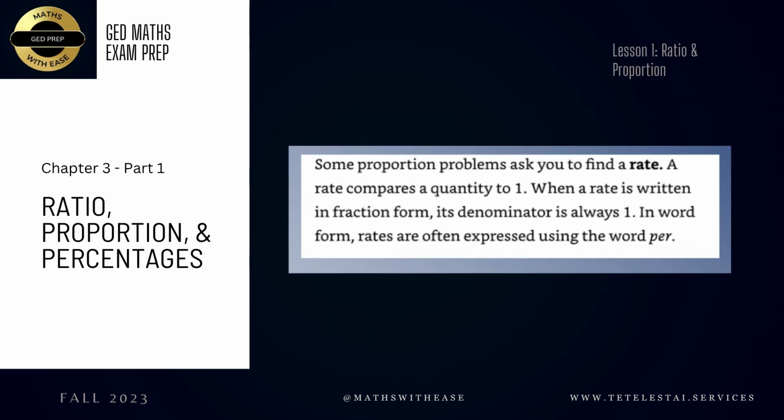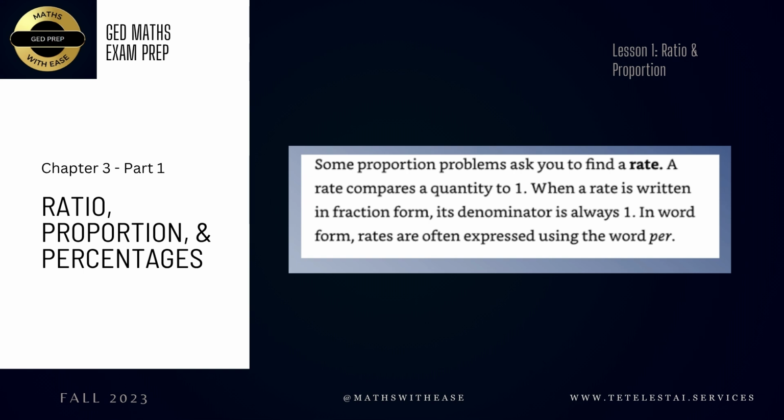Okay, so some proportion problems ask you to find a rate. And a rate essentially just compares a quantity to one, okay? So when a rate is written in fraction form, its denominator is always one. And in word form, rates are often expressed using the word per. So when you see the word per, and again, remember I had asked you to make yourself a little dictionary as you're working on these problems to write down certain terminology.